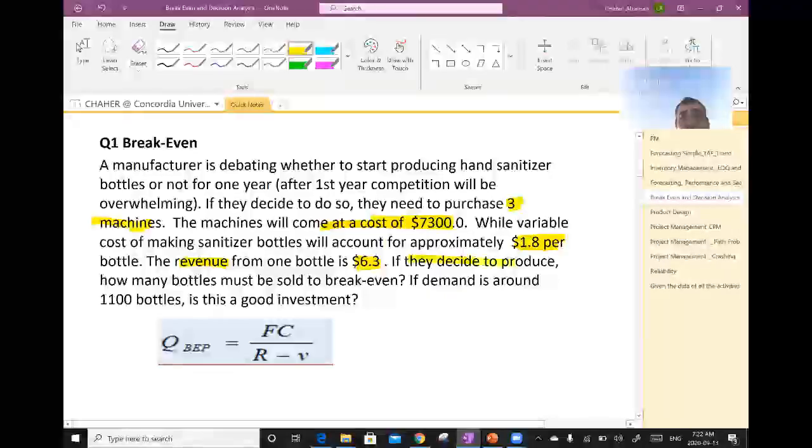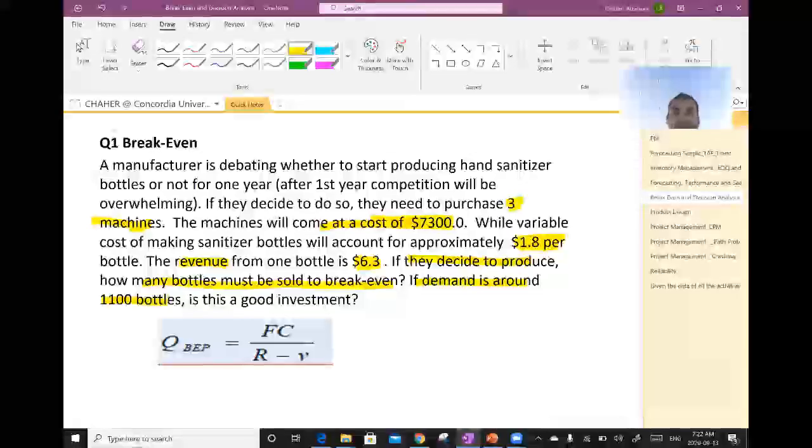So they're now debating, but if they decide to produce, how many bottles must be sold to break even? And then the next question asks: if demand is around 1,100 bottles, is this a good investment? Yes or no?